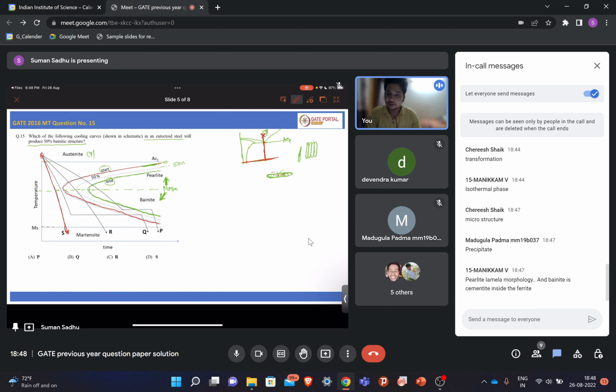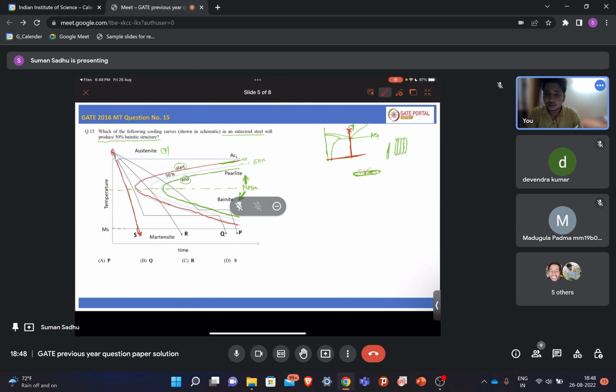So let us move further. Before that, does anyone want to tell, if we follow this cooling curve, what will be the final microstructure?